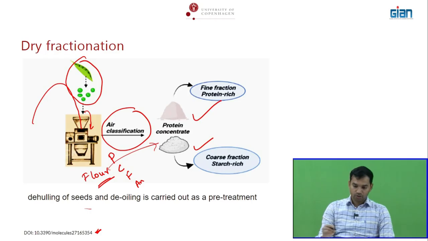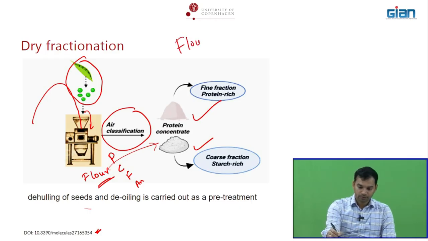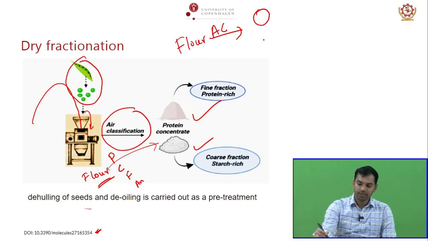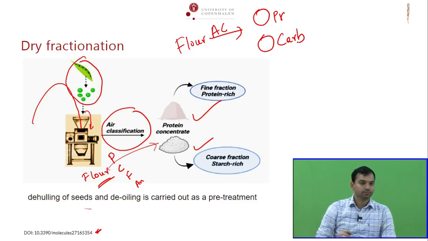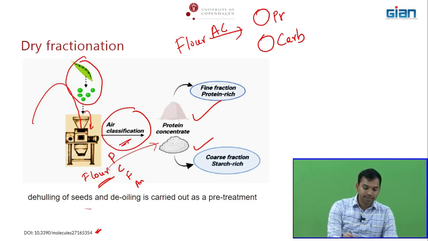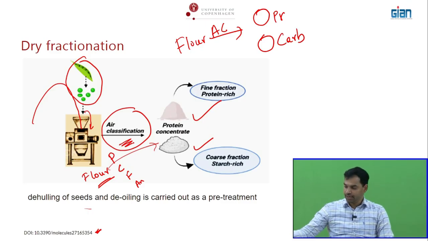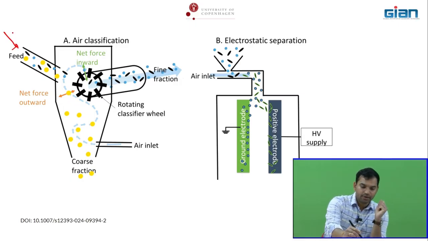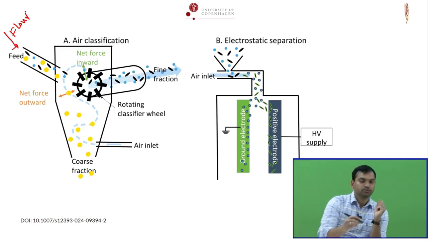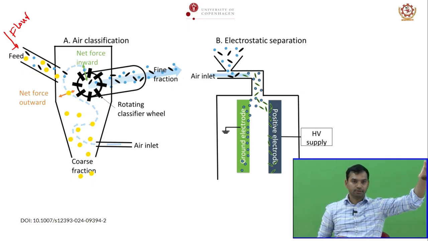Okay? So we have the flour, and then we do air classification, and then you get the protein fraction and carbohydrate fraction. Now I'm going to show you what exactly we do in the air classification. Basically, we supply this flour here, what you got from the milling, okay?